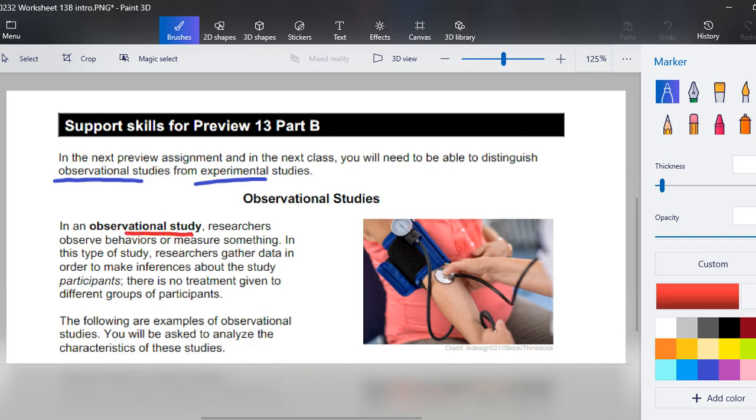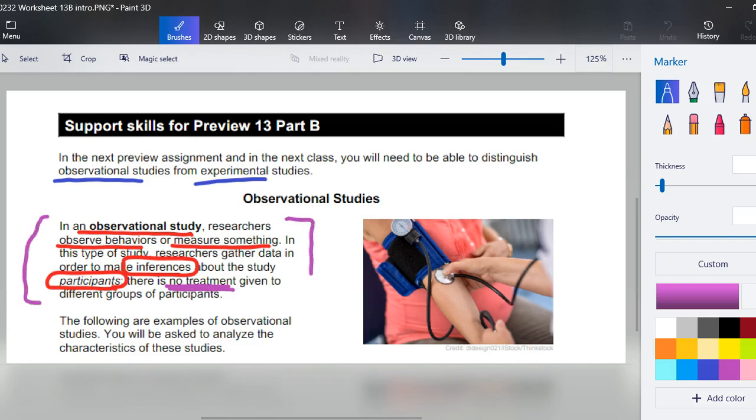Looking first at observational study. Researchers observe behaviors or they measure something. They're going to observe behaviors or they're going to measure. In this type of study, researchers gather data in order to make inferences. That needs to be its own flashcard, to make inferences about a study and inferences about the study participants. There is no treatment given to the different groups or participants.